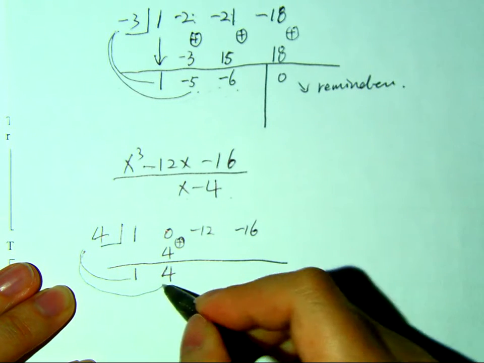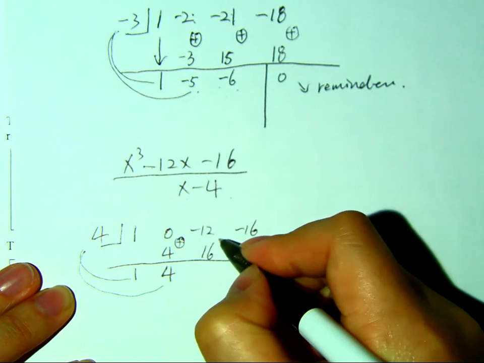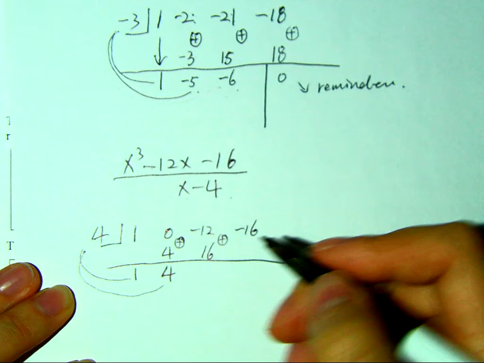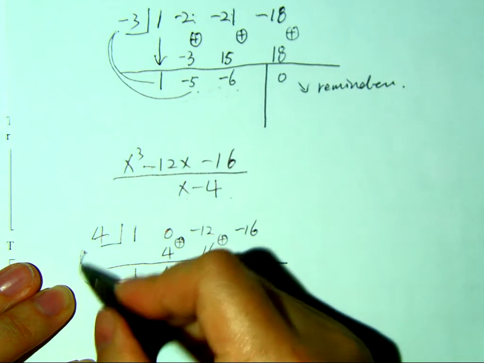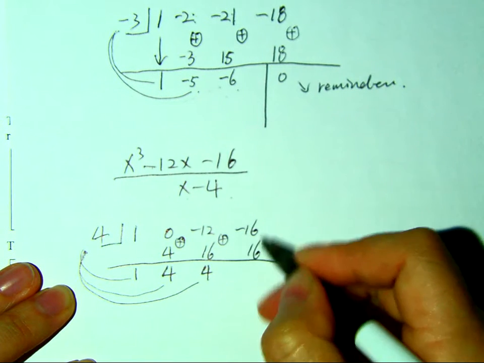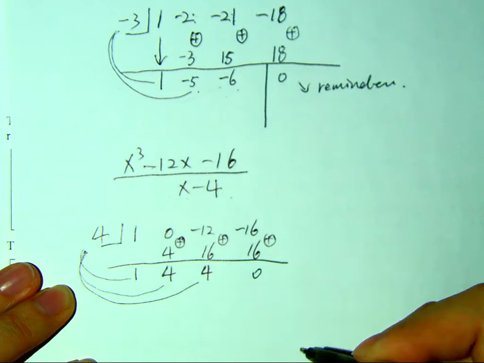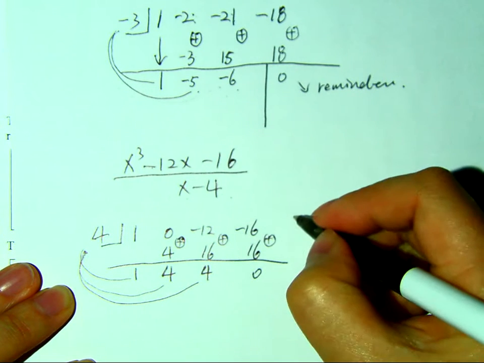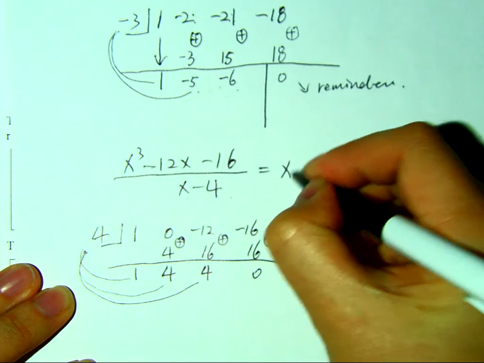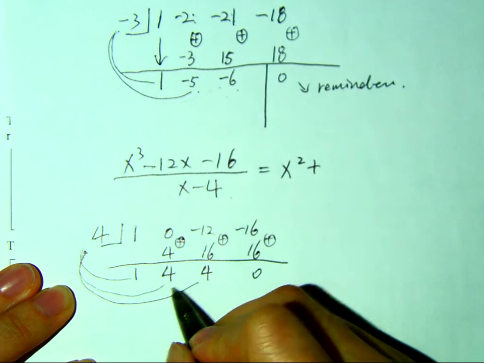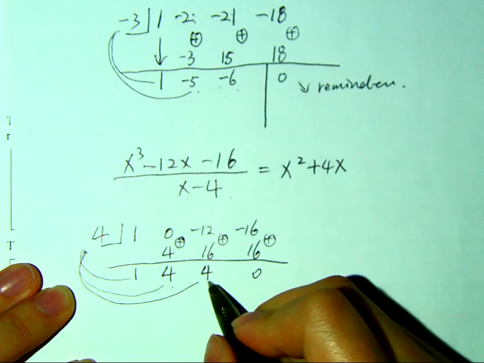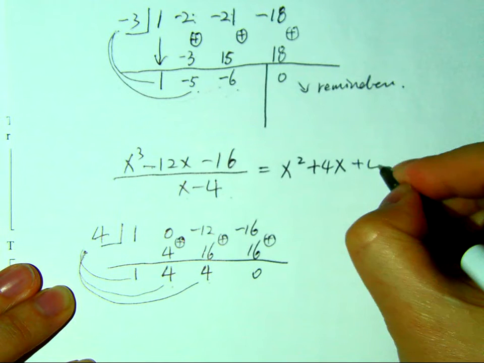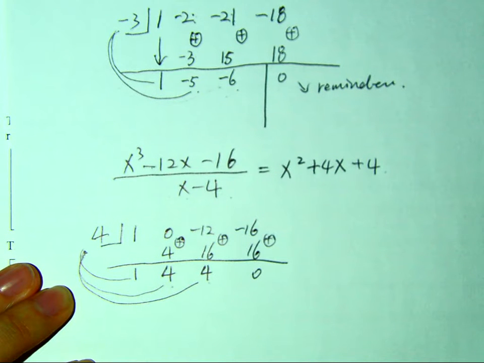And then multiply again, it's 16. And plus these two numbers, which will be 4. And then multiply 16, add 0. So we can rewrite this one to x squared plus, next number is 4, so it'll be 4x. And next number is 4 again, so it'll be plus 4. Okay, that's how we do the synthetic division.